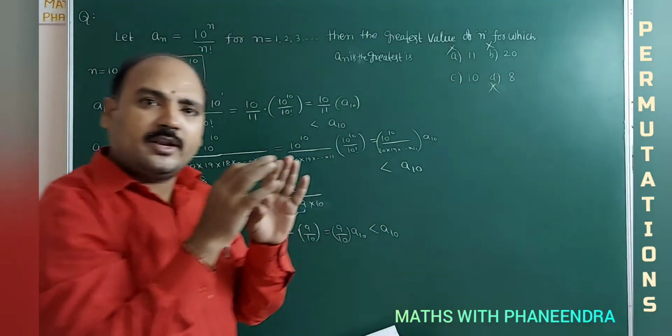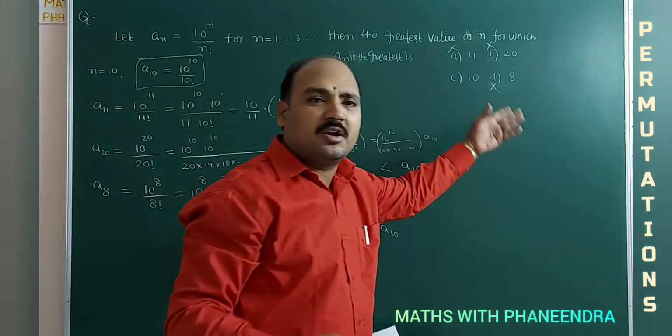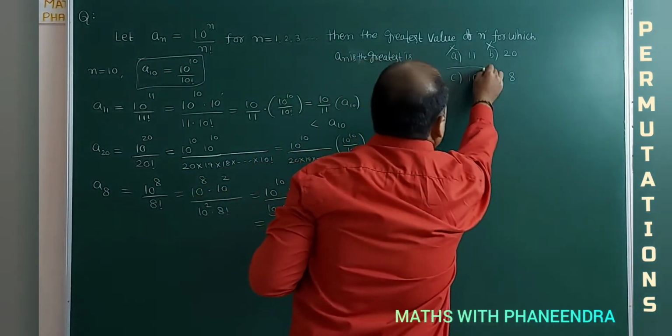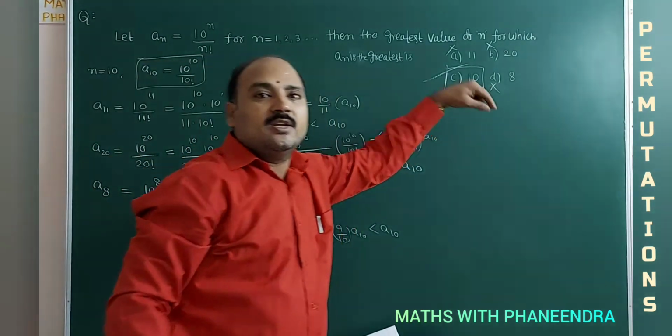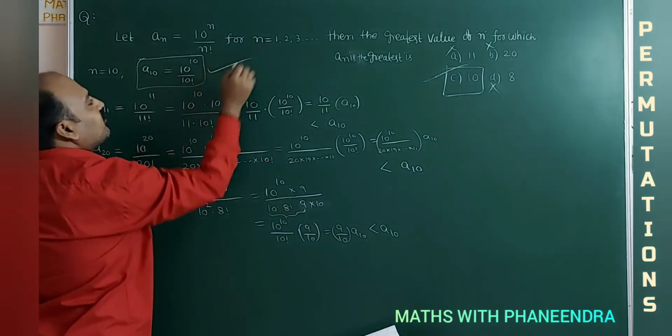A8 is also not the greatest value. So whenever three options are not correct, obviously the 10th answer is the right answer. So the 10th answer means the third option is the right answer. N is equal to 10. Therefore the greatest value is 10.